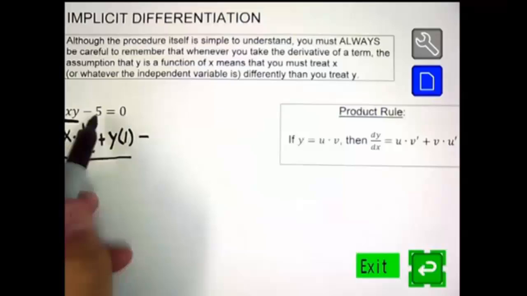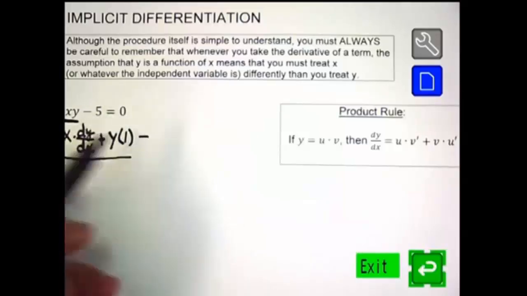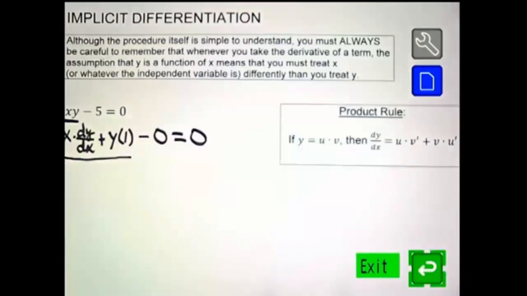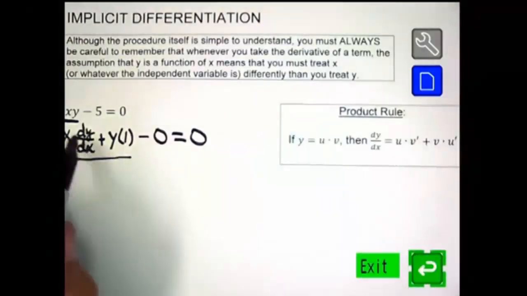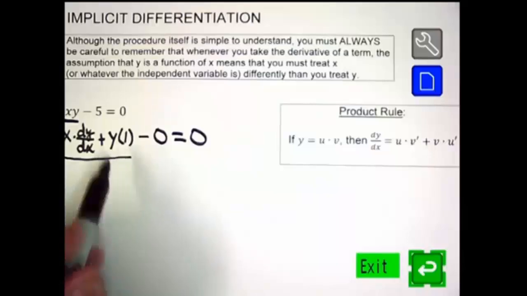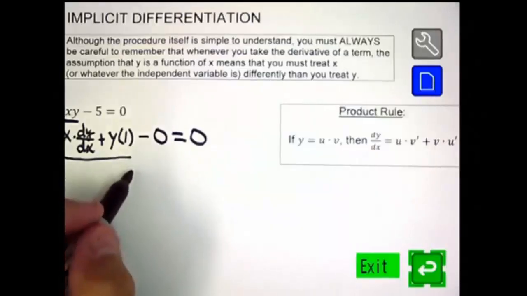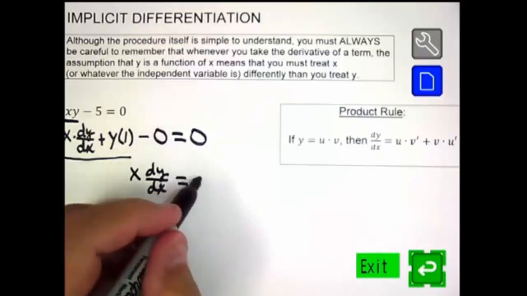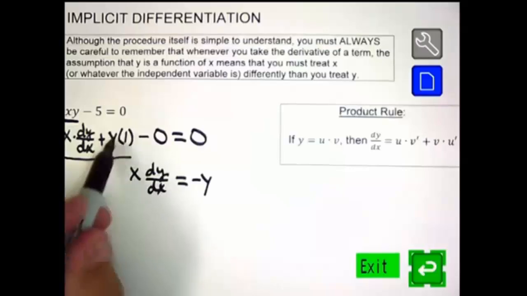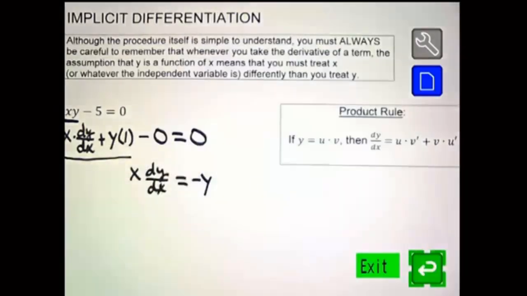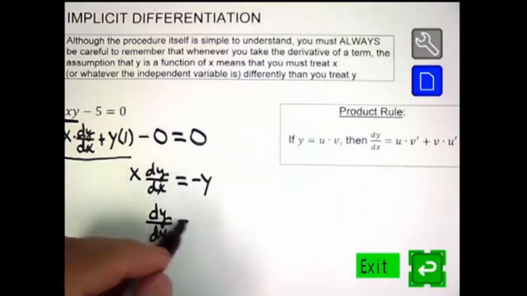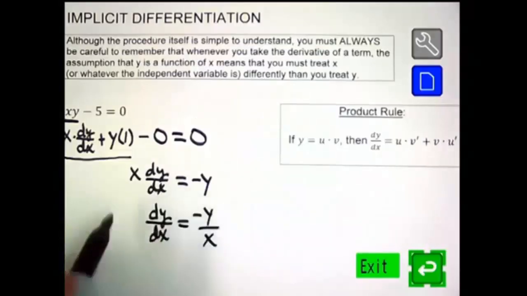Then you've got minus 5. Actually, you've got minus the derivative of 5 when you're writing the differential equation, and that would be 0. And of course, the derivative of 0 is 0. So if you're trying to solve this for dy over dx, those two terms are 0, so all you really have is x times dy over dx is equal to negative y, because that's y times 1 is y, and if I move it to the other side it becomes negative y. And then divide both sides by x, and I get dy over dx is equal to minus y over x.